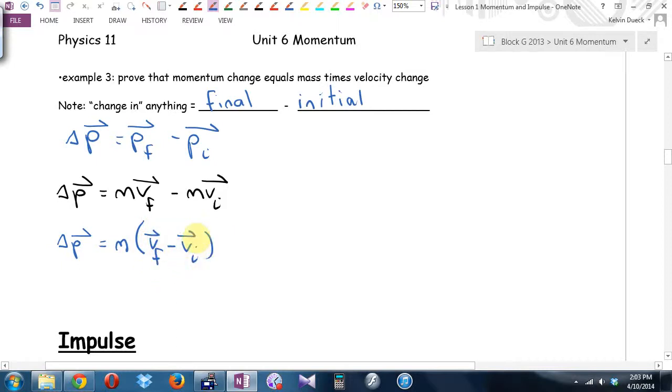And Anthony, while you're on a roll, look at the bracket. What is final minus initial? Change in. Okay? In other words, if change in anything is final minus initial, then final minus initial must be change in anything. Change in what? Velocity. I can actually then say, okay, change in momentum can be written as m change in velocity, which, call me silly, I think it's what I was trying to prove. It said, prove that momentum change, the left-hand side, equals mass times velocity change. I just did.